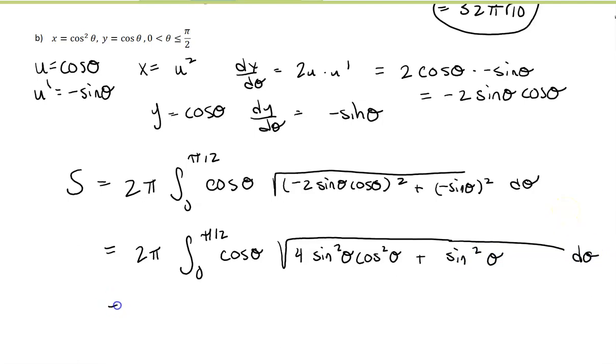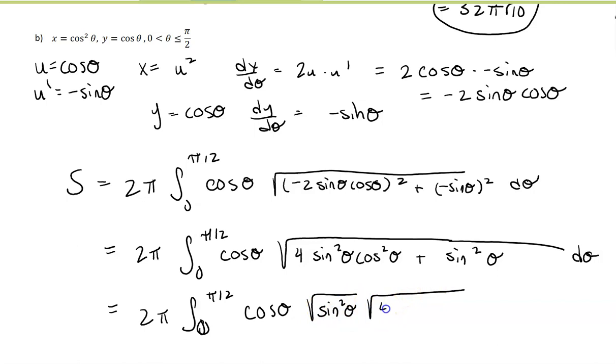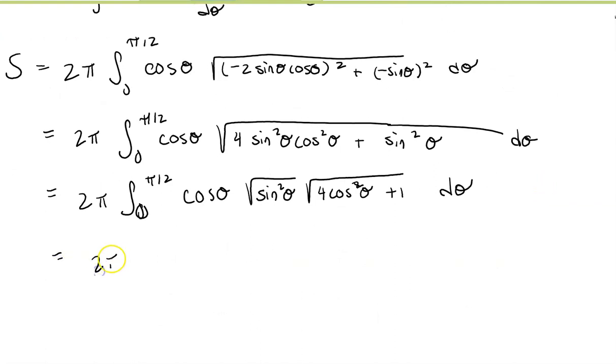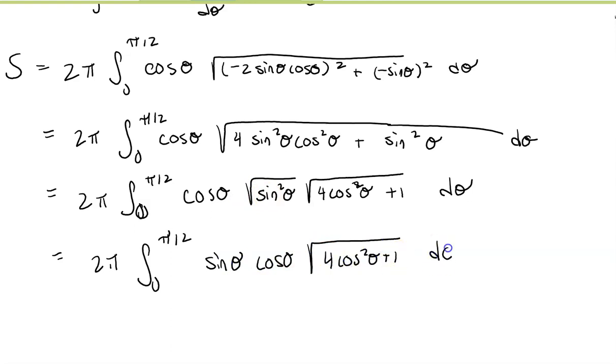And then what I'm going to do is factor out the sine squared of theta. So I'm going to have 1 square root of sine squared of theta, and here I'm going to be left with the square root of 4 cosine squared of theta plus 1. So this, of course, is going to be sine of theta cosine of theta, when you take the square root, times the square root of 4 cosine squared of theta plus 1 d theta.